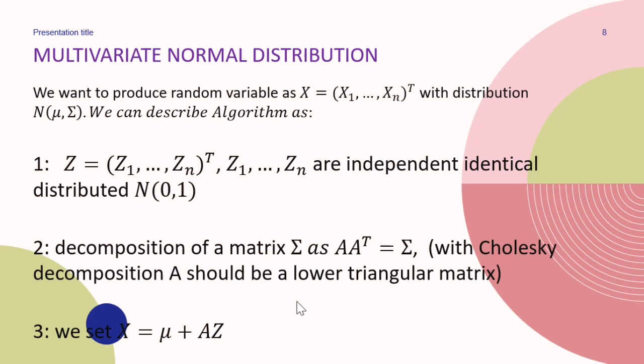And with this equation, you can produce your random variable x with normal distribution with this mean and covariance function.